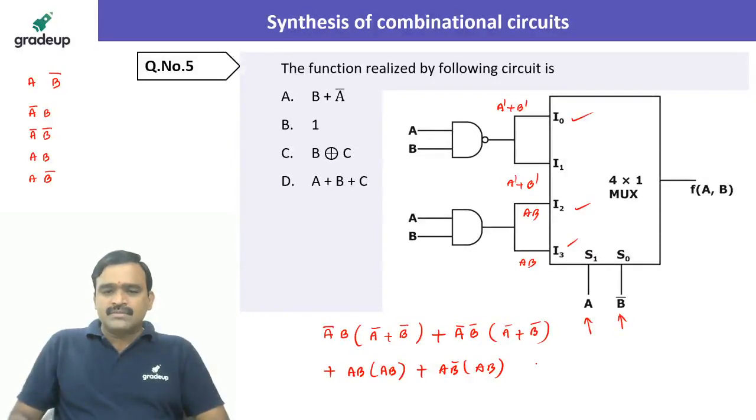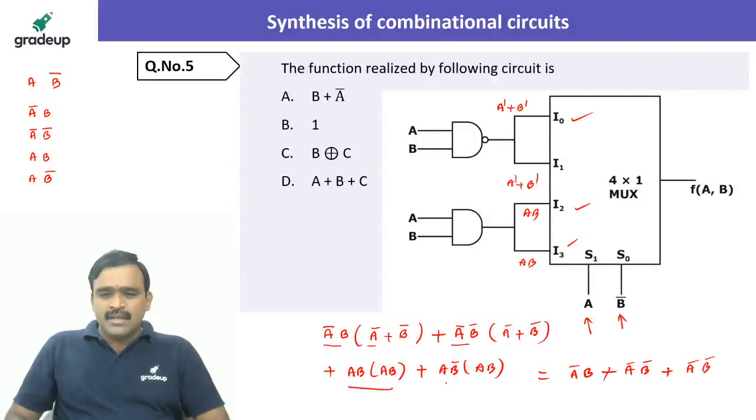Now if we simplify this, A bar B A bar is nothing but A bar B. Again A bar B B bar is nothing but 0. Plus A bar B bar A bar, so it is A bar B bar. Plus A bar B bar B bar, it is also A bar B bar. So 2 times we got, only 1 time we can write. AB into AB, that is AB. B bar B cancel, it will become 0. AB will be there.